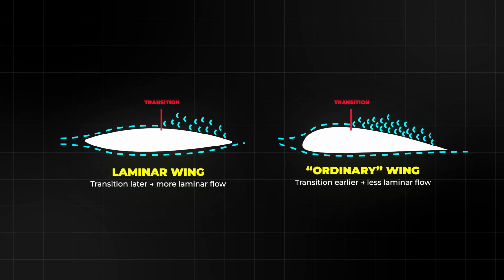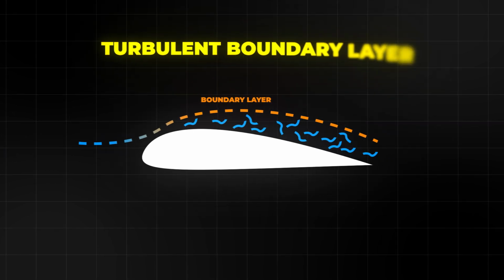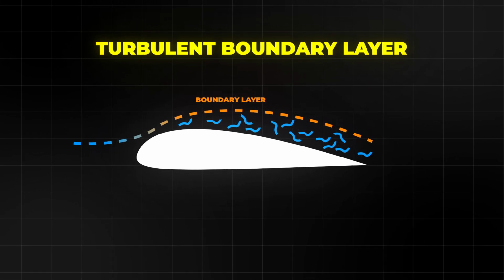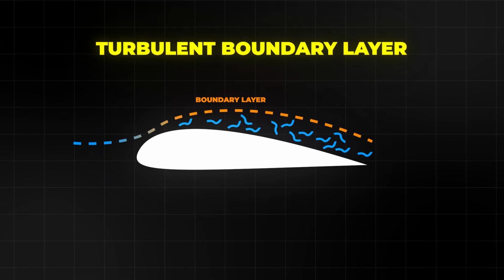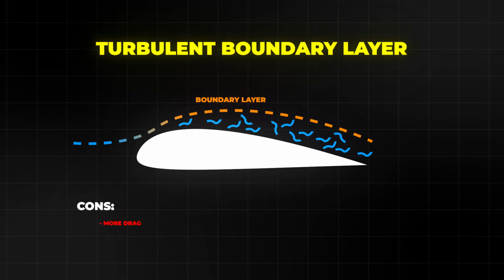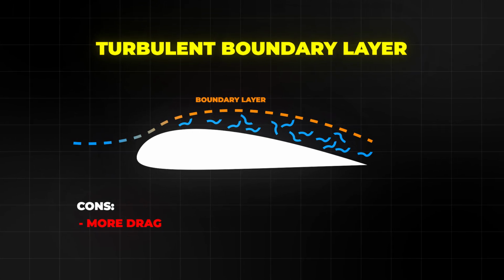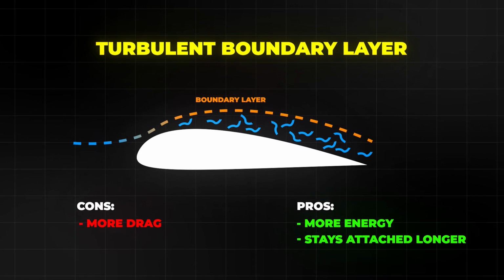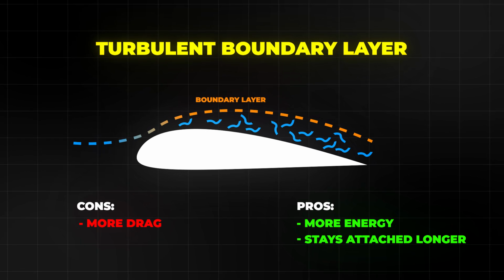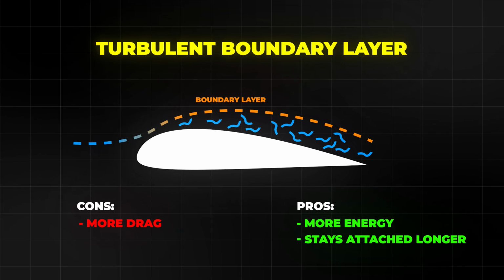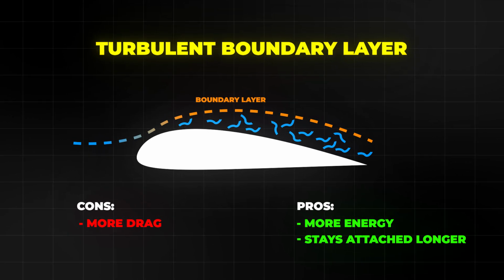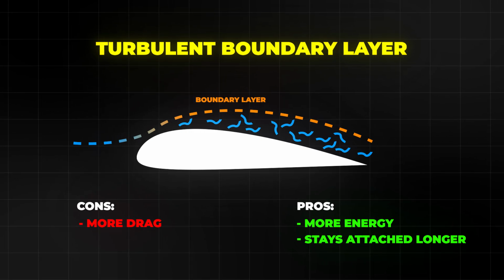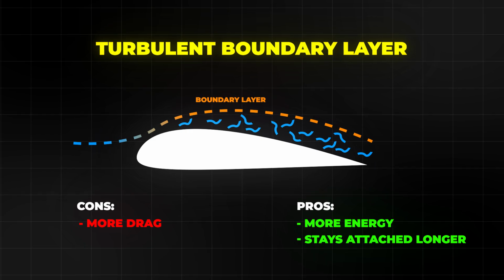After the transition, the boundary layer becomes turbulent. Turbulent boundary layer is messy and chaotic. The air is full of tiny swirls and little whirlwinds. This creates more friction, so turbulent flow has more drag than laminar flow. Even though turbulent flow has more drag, it is also stronger, because the air is mixing. It has more energy near the wing surface. It helps the air stay attached to the wing longer, especially when the wing is at a high angle or the air has to flow uphill. So laminar flow is good for low drag and turbulent flow is good for staying attached.